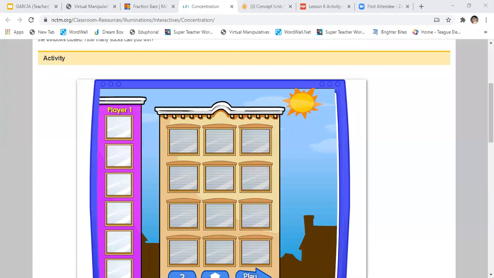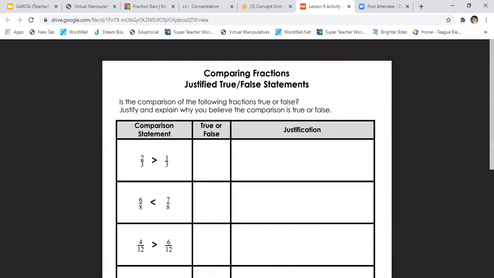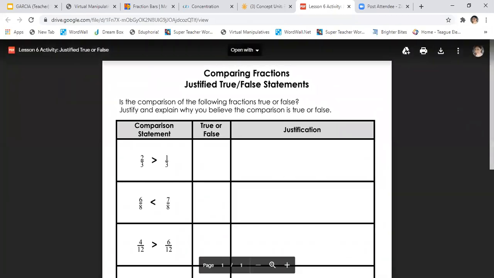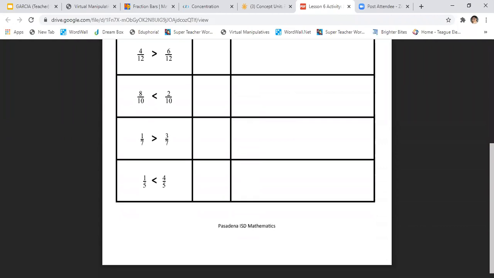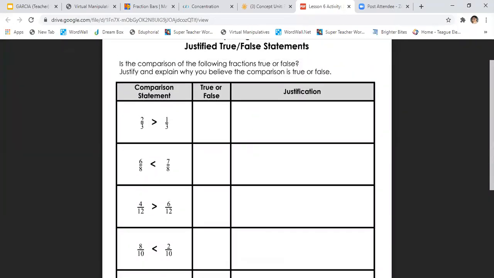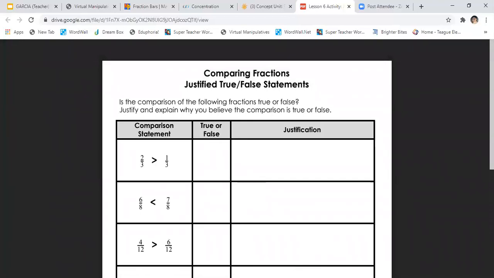Oh, I almost forgot one thing. There's one other little assignment that you have to turn in. And you can play this game before you do it. And it's the lesson 6 activity. When you do this activity, this is similar to the one that we did a few minutes ago, where you were to tell if the statement, the comparison statement, was true or false, and you had to tell why. There are 6 questions, and I'd like for you to do them. I'd like for you to turn this into your teacher as well.